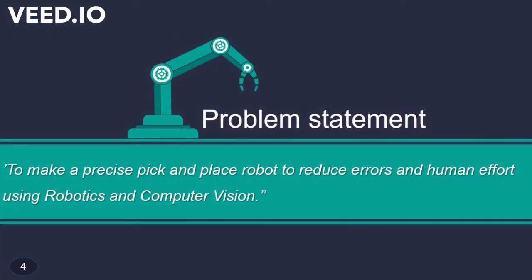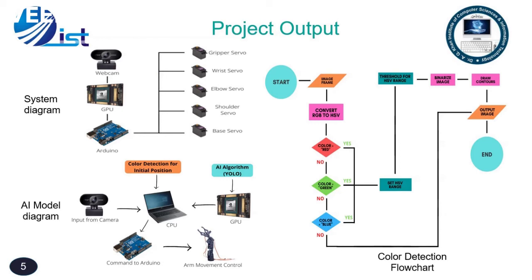Problem statement. To make a precise pick and place robot to reduce errors and human effort using robotics and computer vision. Project output. In this slide, we have shown all of the working and demonstration of our project.